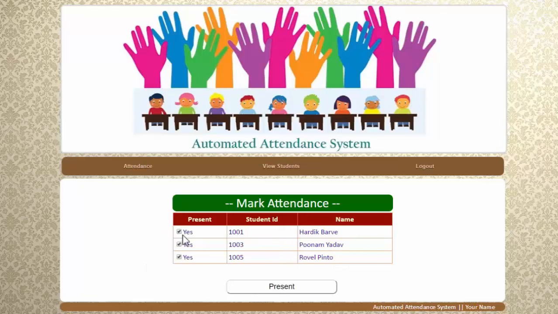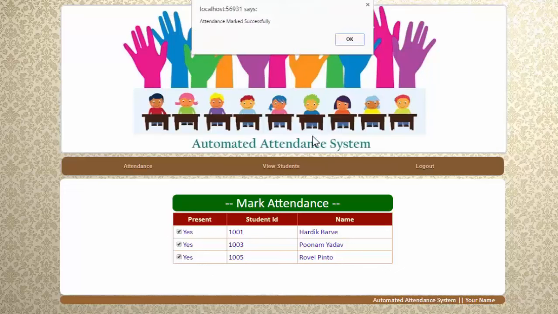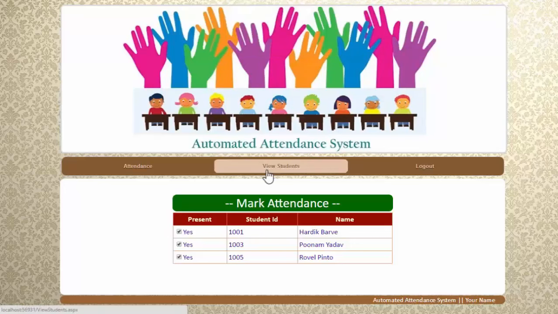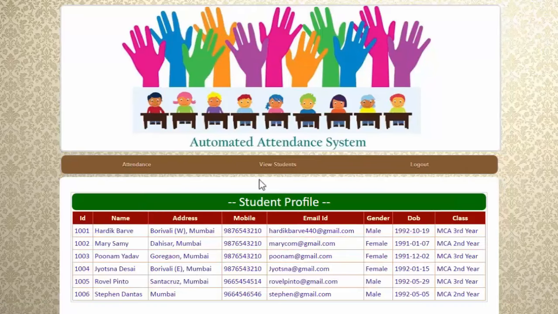If a student is present, the teacher needs to click on this checkbox to mark the attendance. After clicking on the present button, the data is stored in the system as attendance marked successfully for those three students. The second module is view students, where the teacher can view their students' profiles as well as other students' profiles with their details. So let's log out from the system.